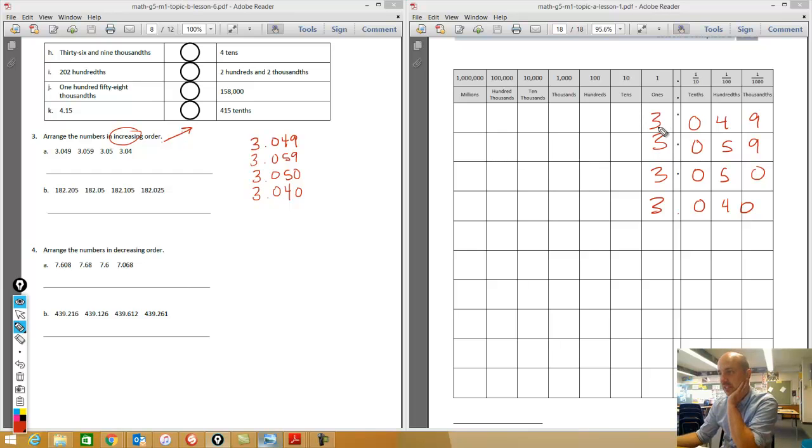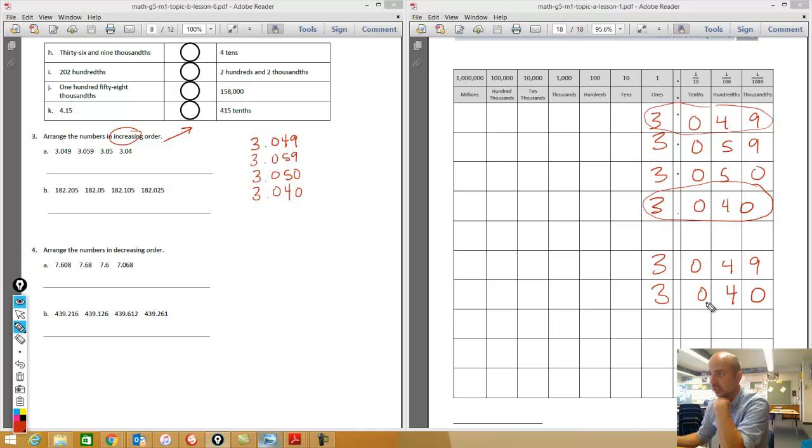So let's compare place values. They all have 3 in the ones column. They all have 0 in the tenths column. Here I have two 5s in the hundredths and I have two 4s. So my 4s are definitely going to be the smaller numbers, right? So I'm going to compare. Let's compare this one up here with this one down here. If you wanted to, you could put them right next to each other, just so you could be 100% certain.